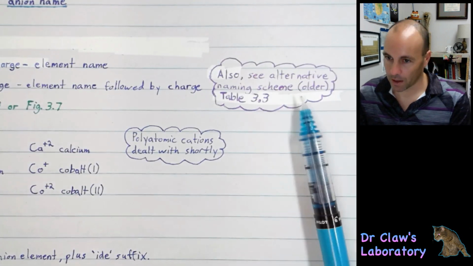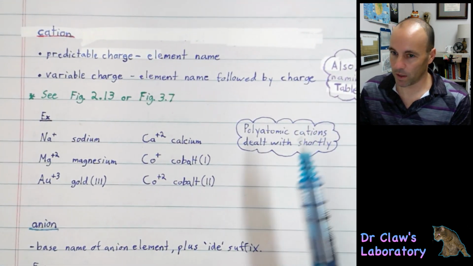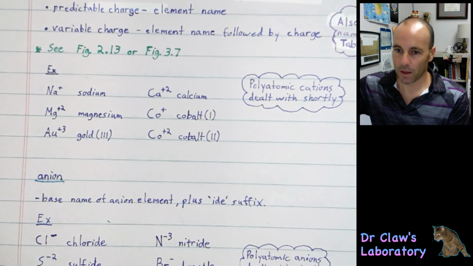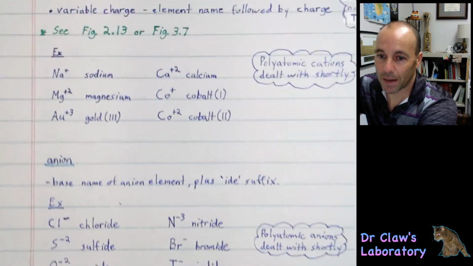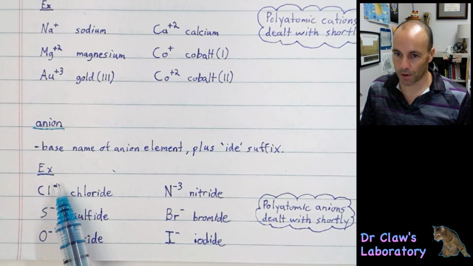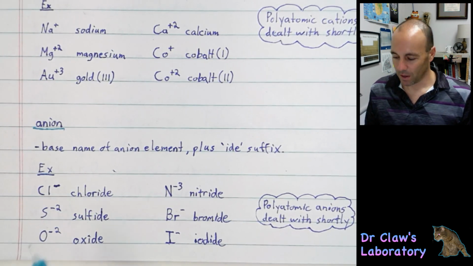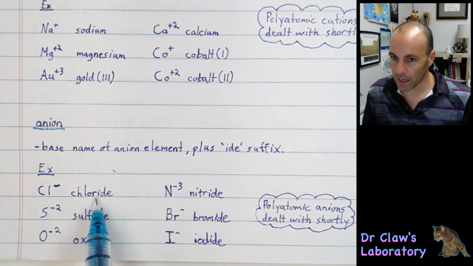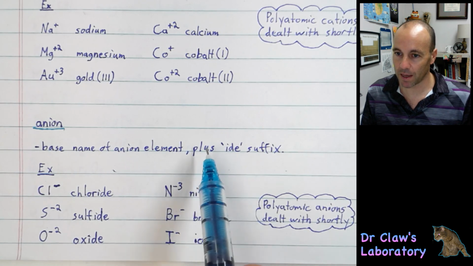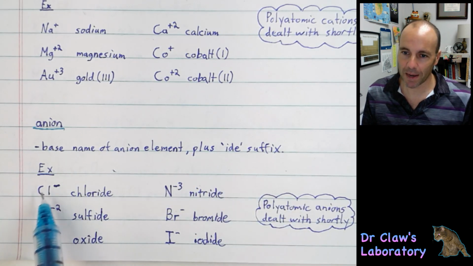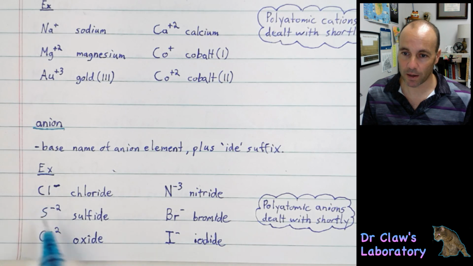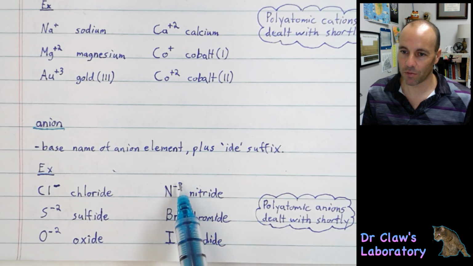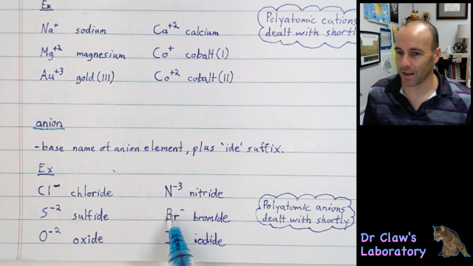Let's go back. Okay, so those are the cations. We'll deal with the polyatomic ones after a little while. Now the anions. The way you name monatomic anions, so a single atom with a charge, is very simple. You get the base name of the element, plus the -ide suffix. So for instance, the Cl- ion is called chloride. The S2- ion is called sulfide. The O2- ion is called oxide. The N3- ion is called nitride. So it's always -ide. This is bromide.